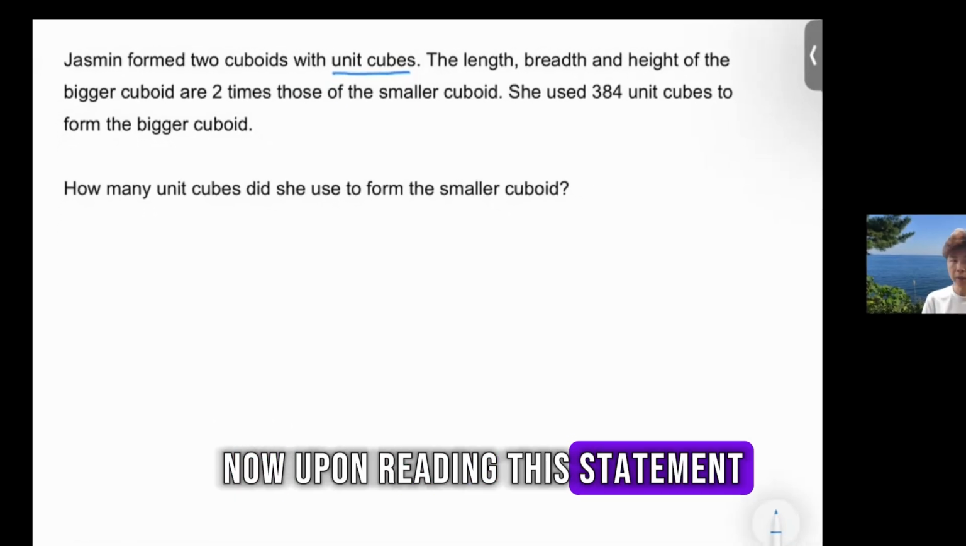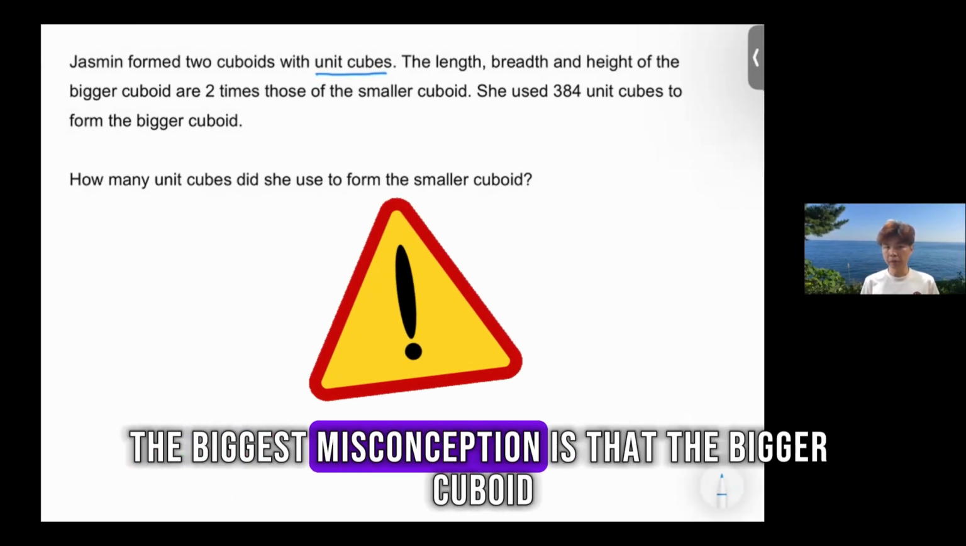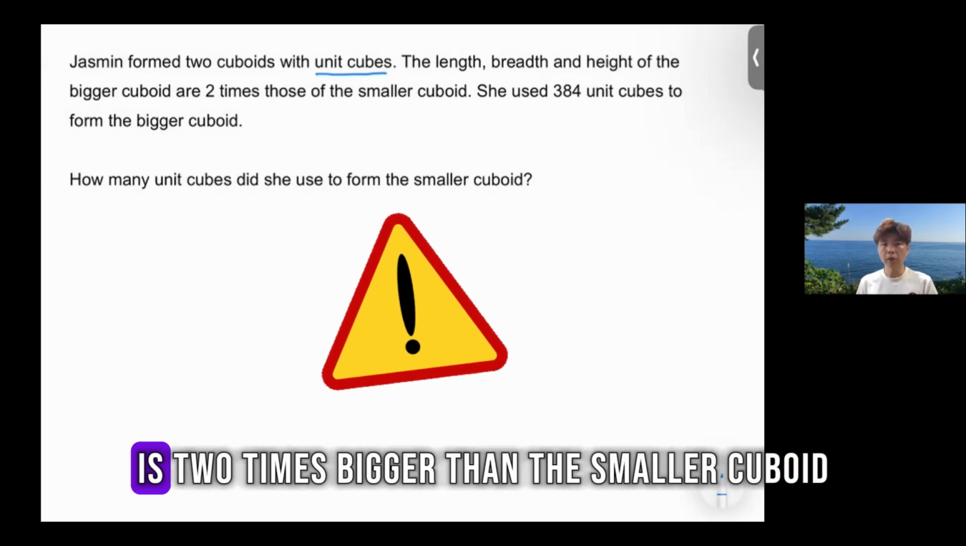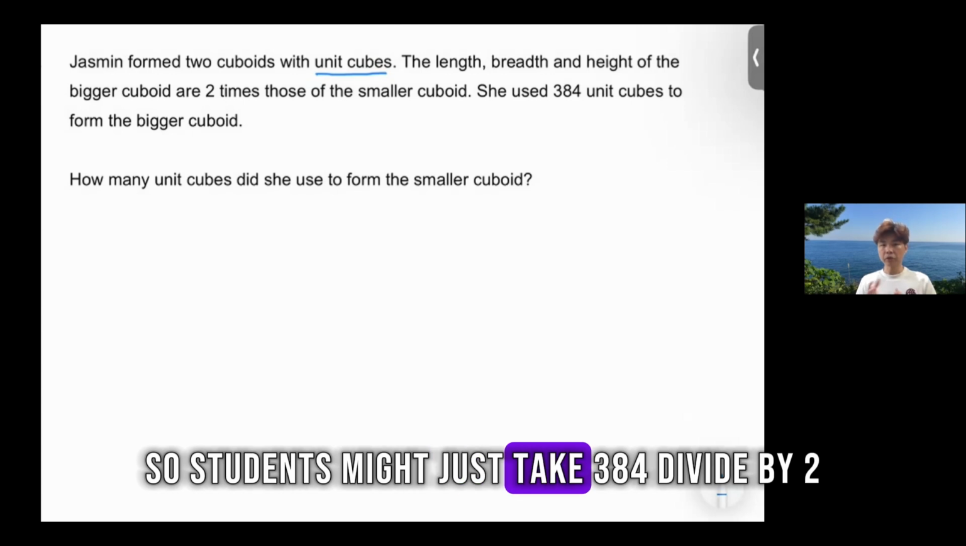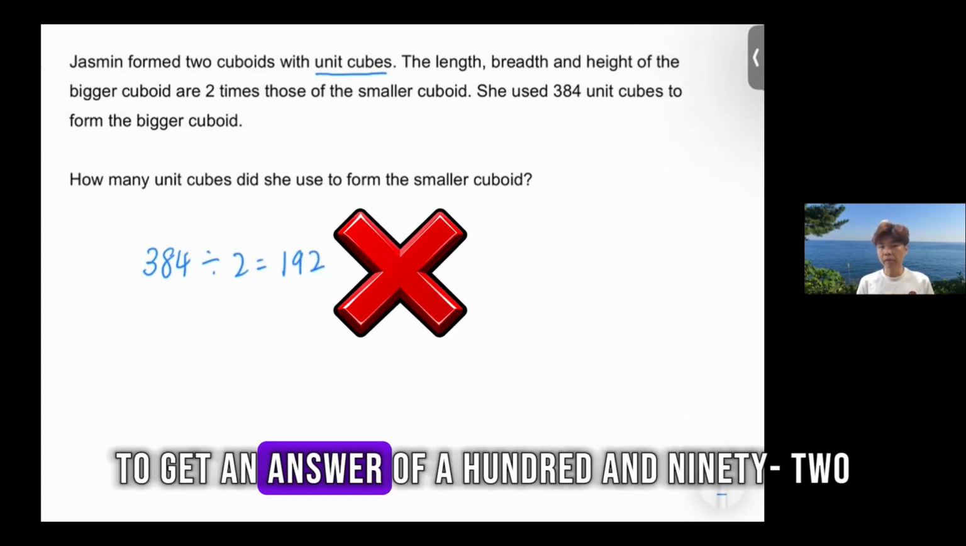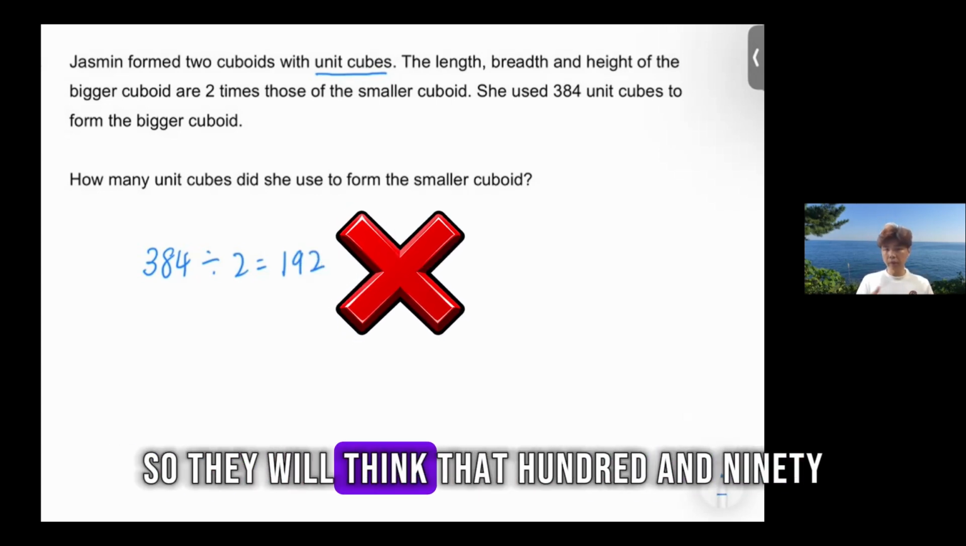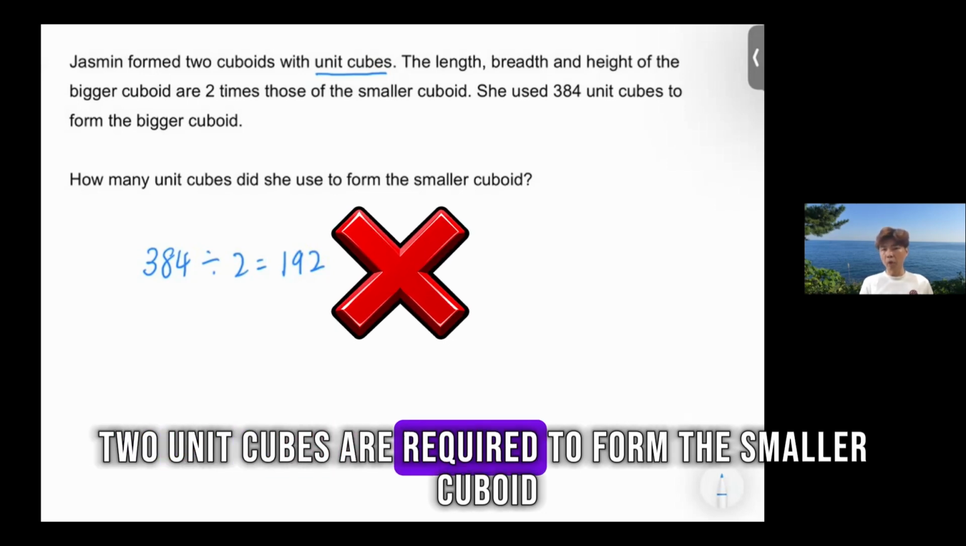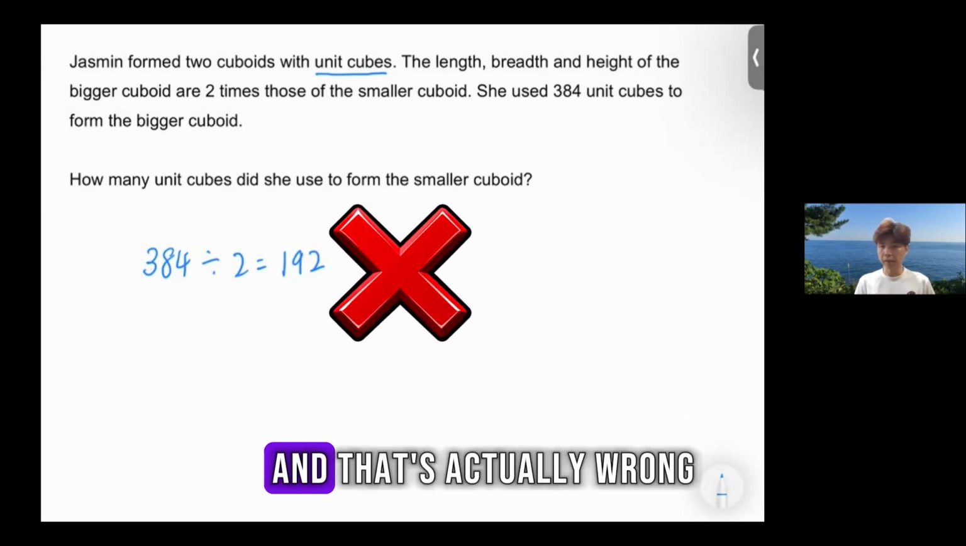Now, upon reading this statement, the biggest misconception is that the bigger cuboid is 2 times bigger than the smaller cuboid. So students might just take 384 divide by 2 to get an answer of 192. So they will think that 192 unit cubes are required to form the smaller cuboid. And that's actually wrong.